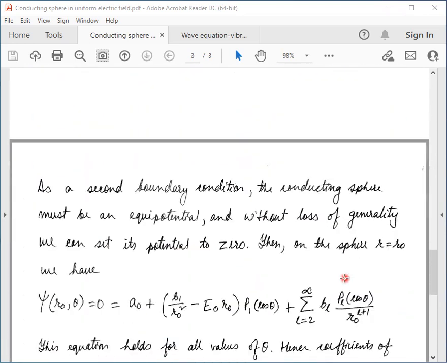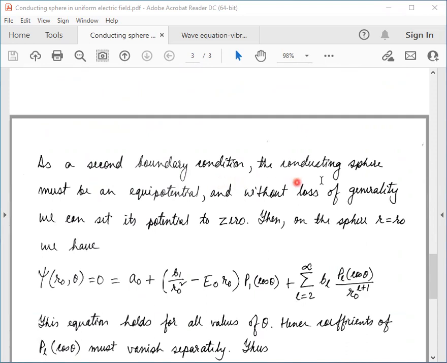That means, as a second boundary condition, the conducting sphere must be an equipotential. Any conductor is an equipotential. The surface of any conductor is an equipotential surface, and not only that, the interior of a solid conductor is also an equipotential. That means all points on the conductor are at the same potential, and without loss of generality, we can set its potential to 0.